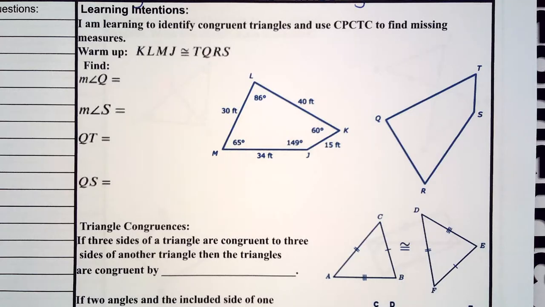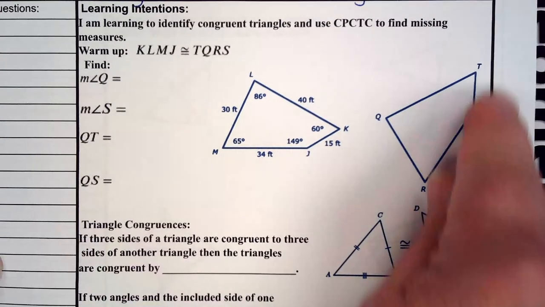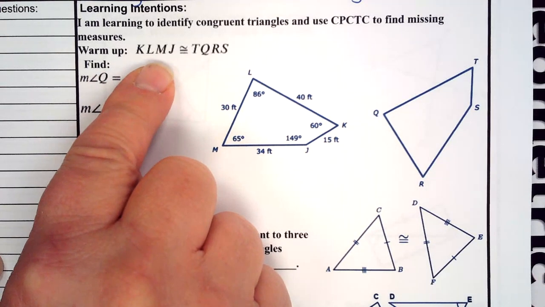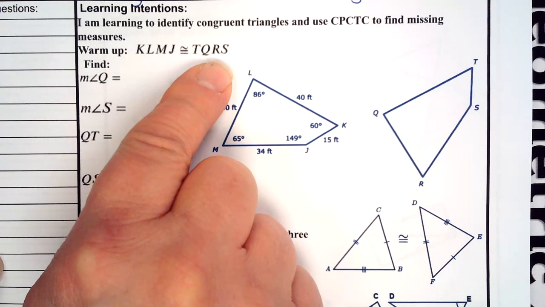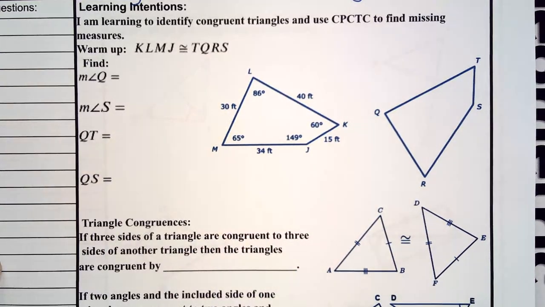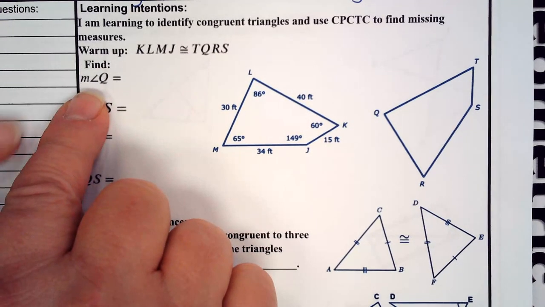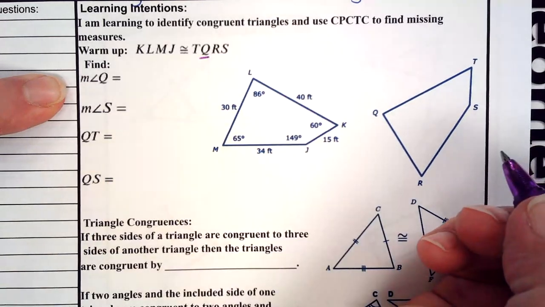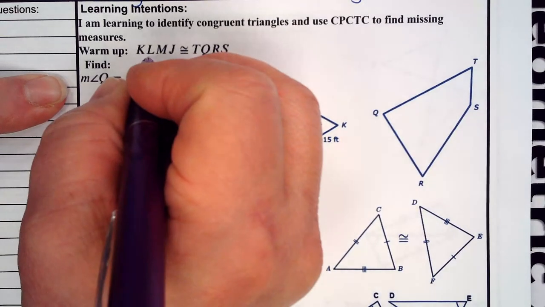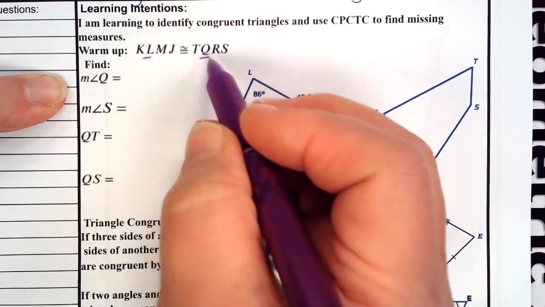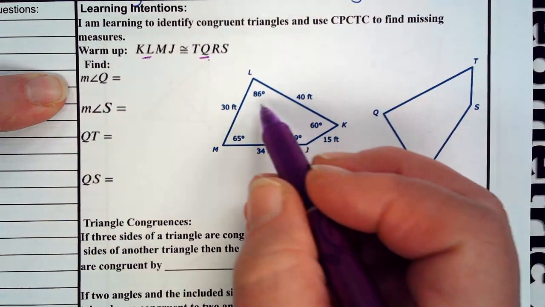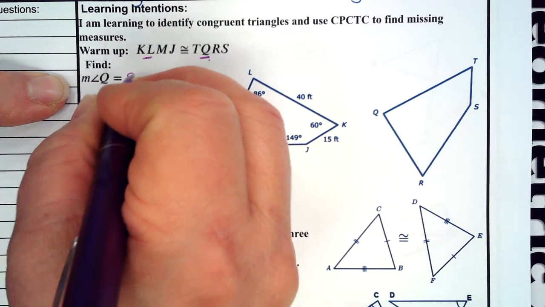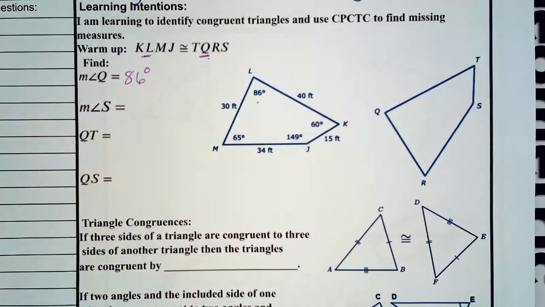Well, I hope you tried. If we're looking over here, there's no measures, but we know that KLMJ is congruent to TQRS. If I am looking for the measure of angle Q, I notice that Q is the second letter here. So the second letter here is L. That means angle L and angle Q are congruent. Angle L is 86 degrees. Angle Q will be 86 degrees.